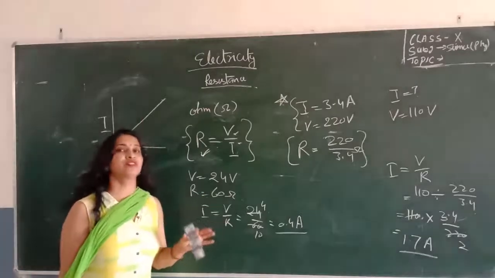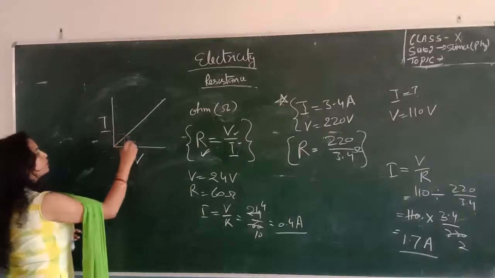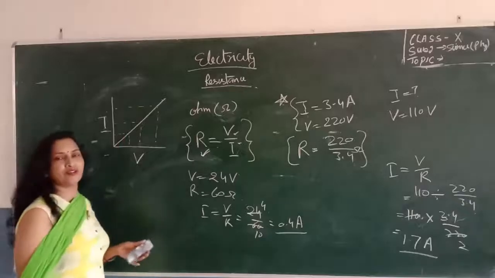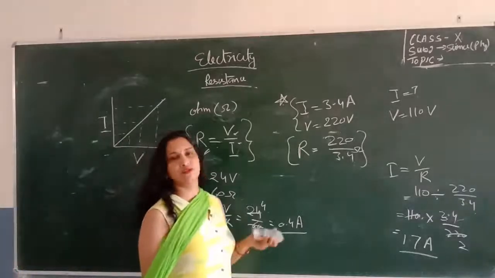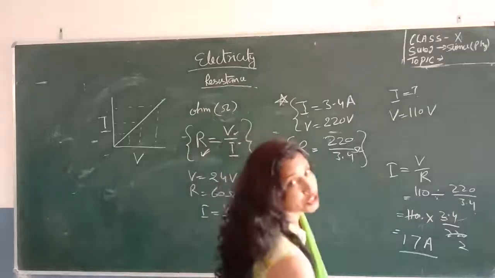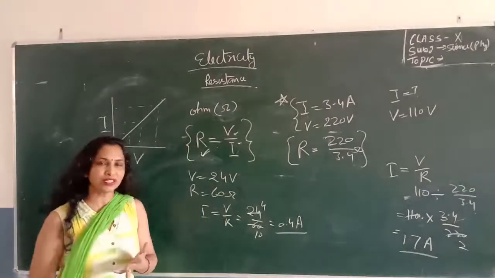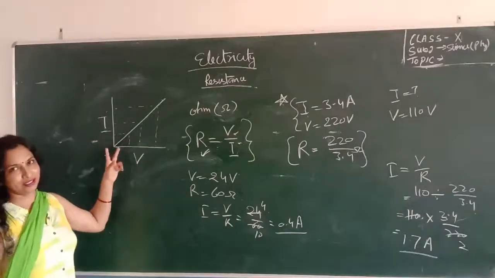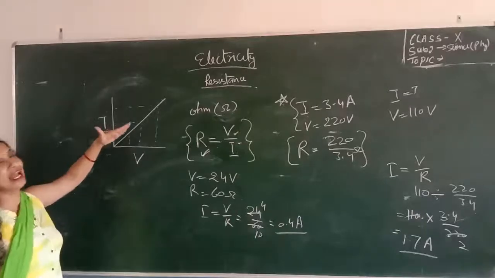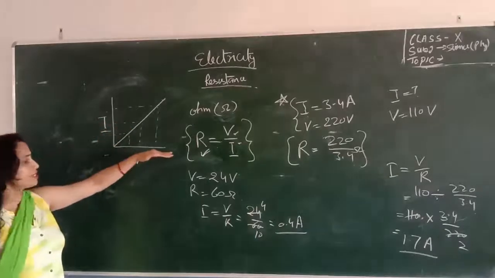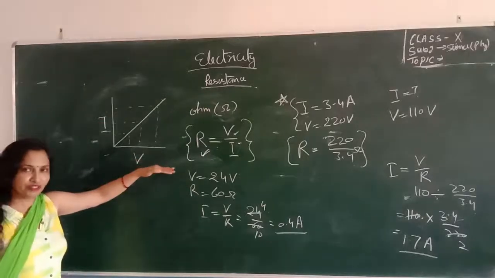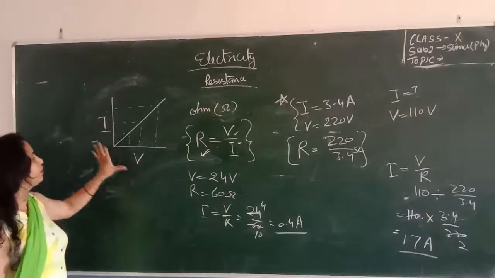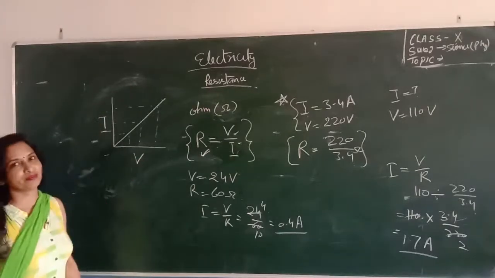If we increase the potential difference, current also increases, like this. Or if you increase the current, the potential difference also increases. It means potential difference and current are directly proportional to each other. So we can say that the graph between the V and I should be a straight line inclined at a certain angle with the axis. This is the x-axis and we are representing the potential difference on the x-axis and the current on the y-axis. So if we draw the graph between these, we will get this type of graph.